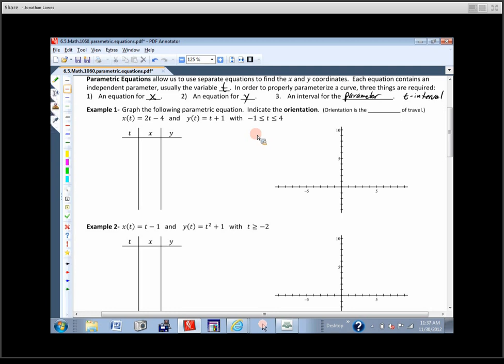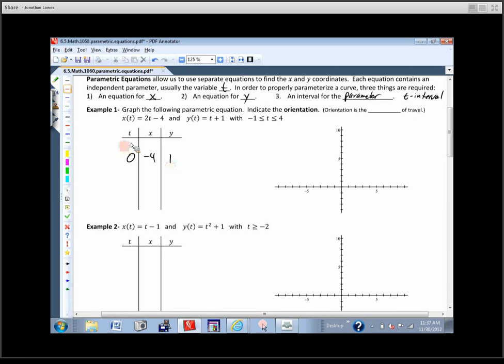So what would be the nice, easy number to pick first? 0. Okay, let's pick 0. I'm going to put 0 right here. Now, the minute Caitlin says 0, Kahala's thinking, well, hey, I've got to figure out what the x coordinate is. So she plugs a 0 in here, and what's your answer? -4. Okay, and Skylar, you plugged a 0 in here, and what do you get? You get a 1.